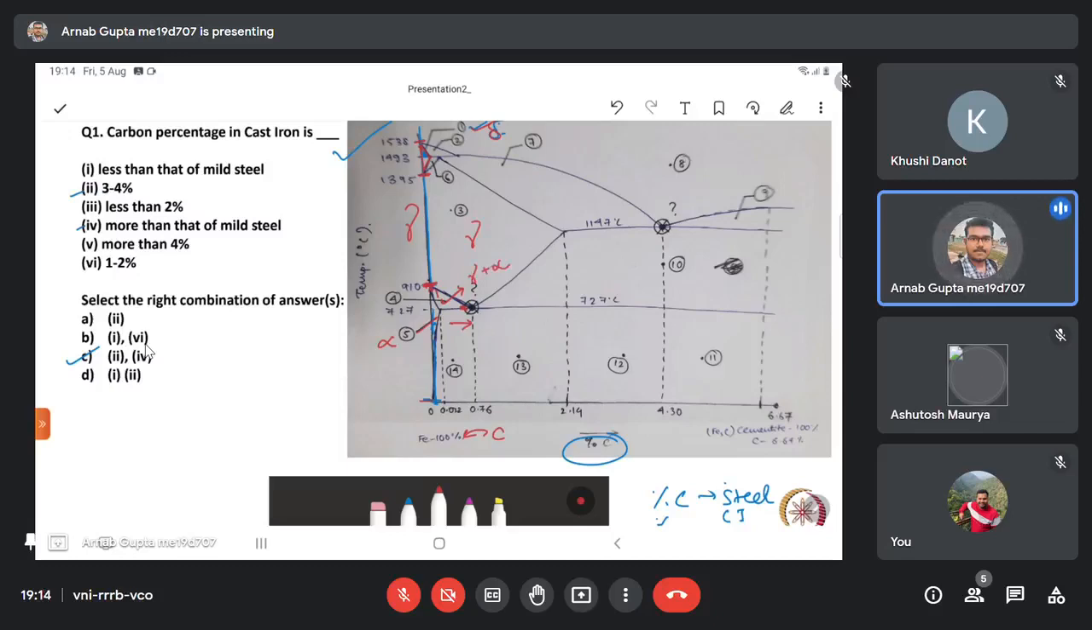Am I clear? Yes, sir. It's basic, right? Similarly, here we have liquid phase above this particular line. So this number 2 is nothing but delta plus liquid. Similarly, this number 6 is delta plus gamma, right?